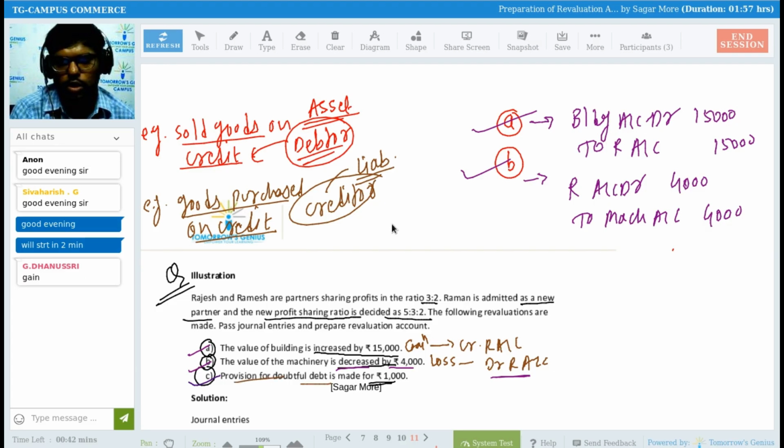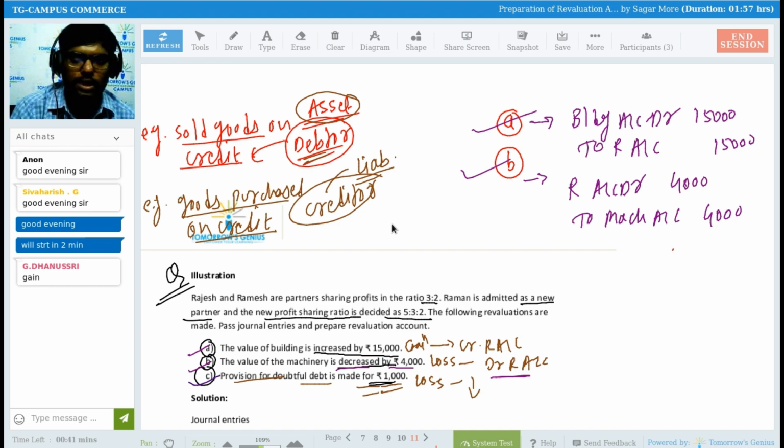Provision for doubtful debt is made rupees 1,000. So what does it mean? It means that we are not sure that we can get 1,000 rupees from debtors. Indirectly they are saying your asset value will get decreased by rupees 1,000. So it is a loss for me, because my asset gets decreased by 1,000, and whenever your asset gets decreased, it's a loss. We have to debit revaluation account.